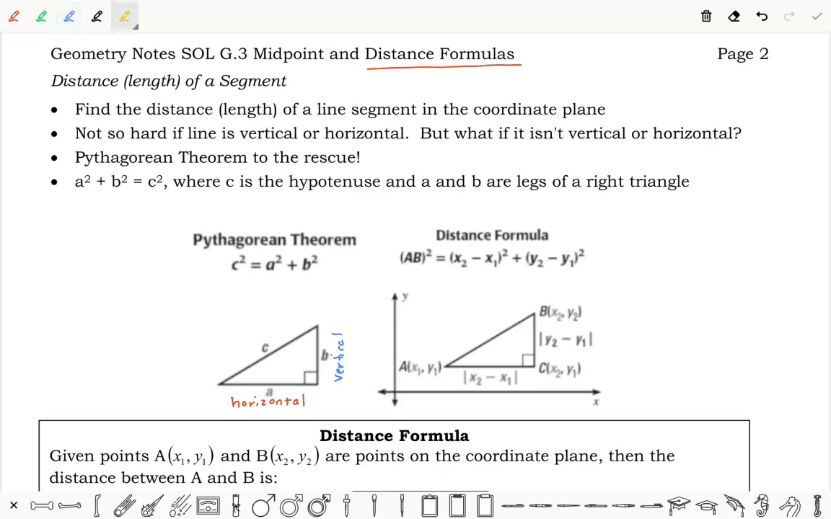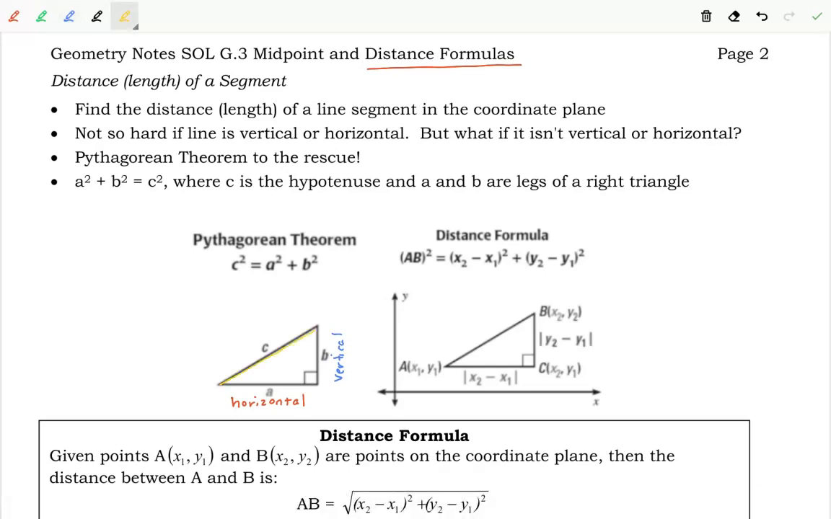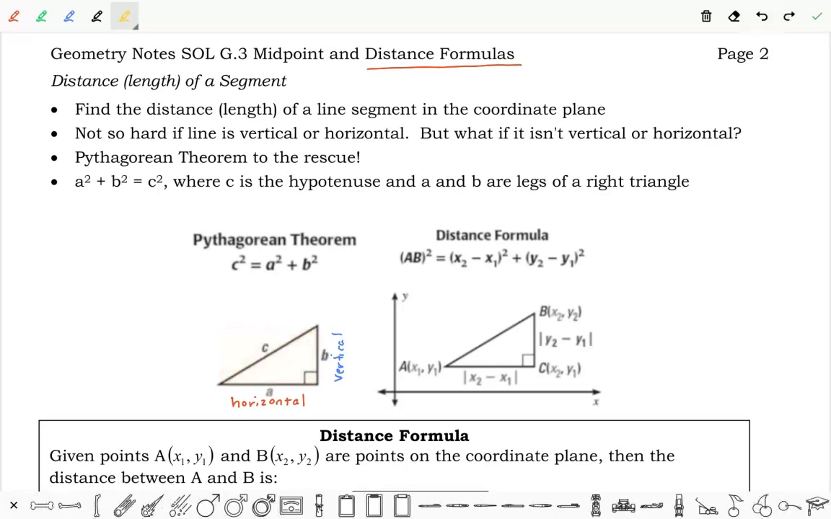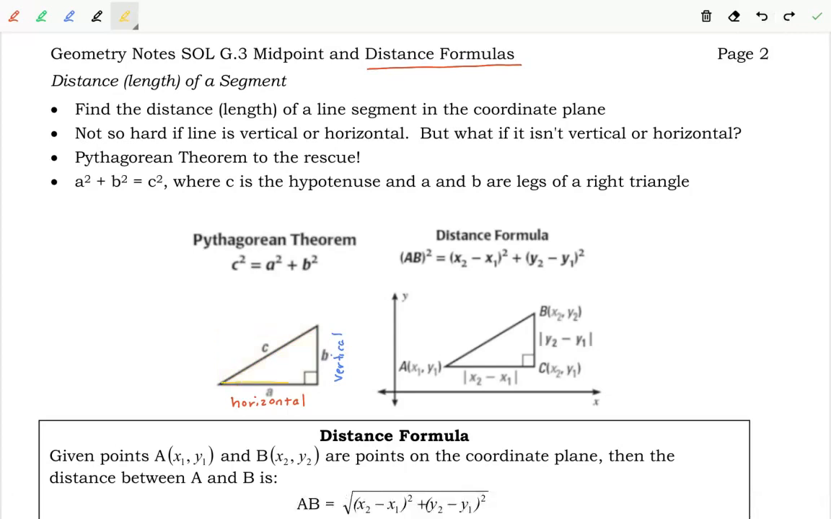But what happens if we have a diagonal segment? Well, we can actually use the Pythagorean theorem because the coordinate plane creates a 90-degree angle. Now, we know that the Pythagorean theorem is a squared plus b squared equals c squared.